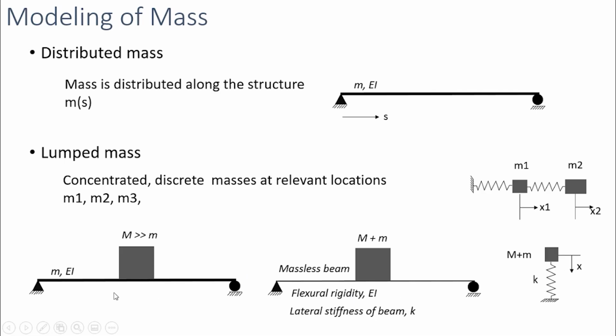We know that the beam has some flexural rigidity, so it will offer some lateral stiffness. We can calculate that. In static analysis, we have learned how to find the lateral stiffness at this particular location. So this entire system can be represented like this. We can treat it as a mass M plus m sitting on a spring with a spring constant k, and that k can be calculated from the properties of this beam. Okay, so the mass is modeled in two different ways, distributed mass and lumped mass.